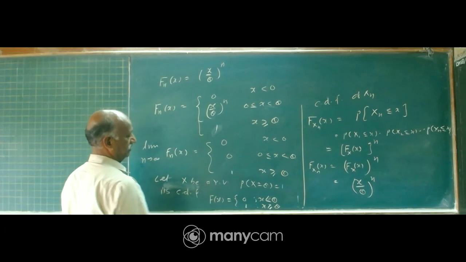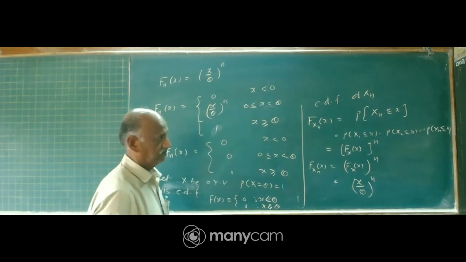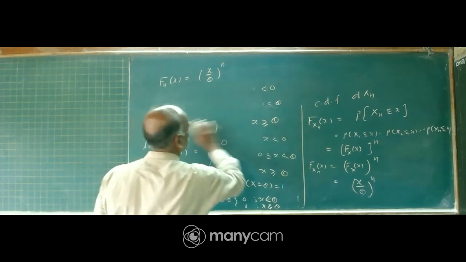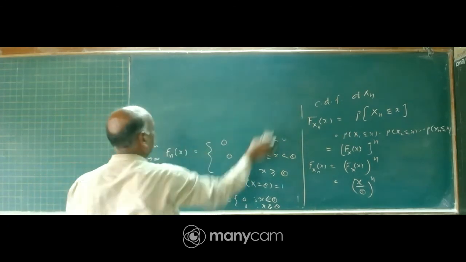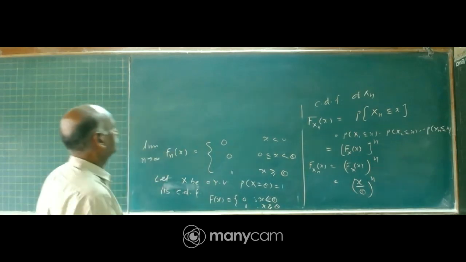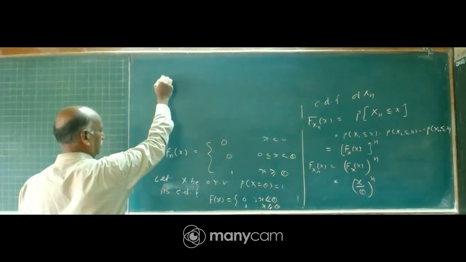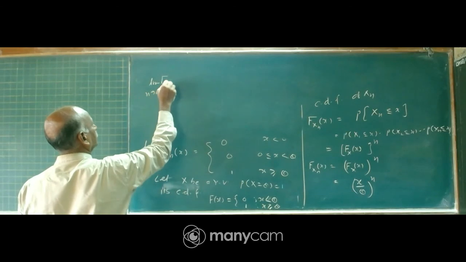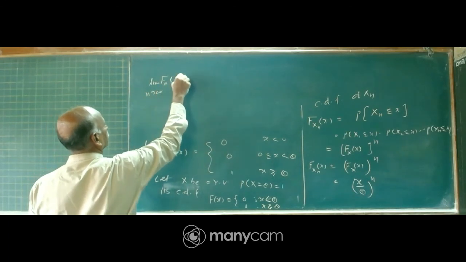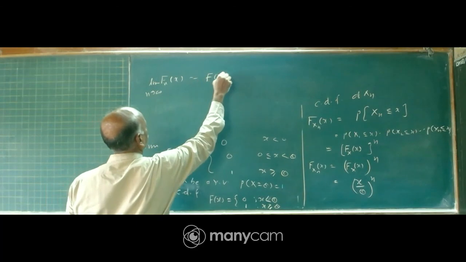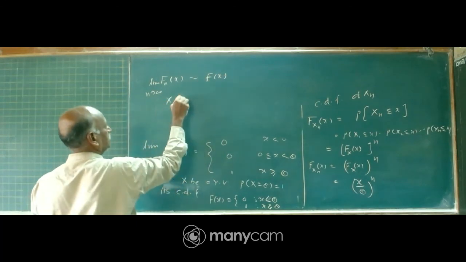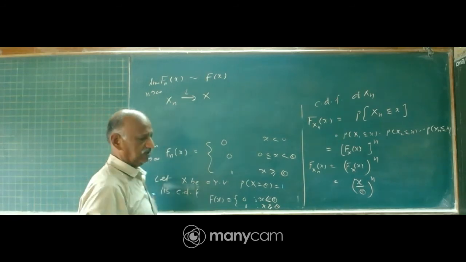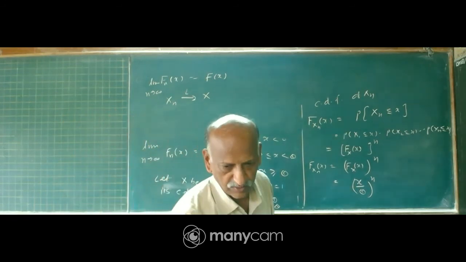Okay, so we can say that F_Xn converges to F_X in distribution. We can say that the limit of F_Xn is equal to F_X, so Xn converges to X in distribution, or simply converges in distribution.